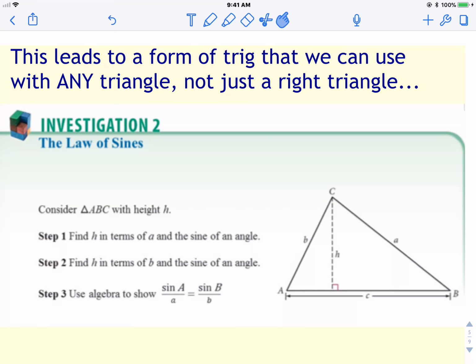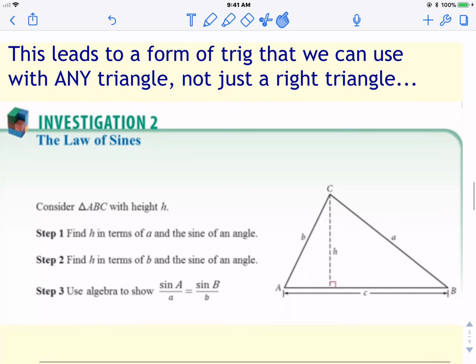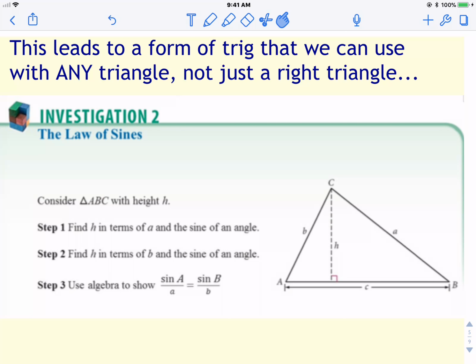When you go to read in your book, you're also going to read investigation number 2. And this leads us into a form of trig that we can use with any triangle. It doesn't have to be a right triangle. And what this allows us to do is take trig a little farther.